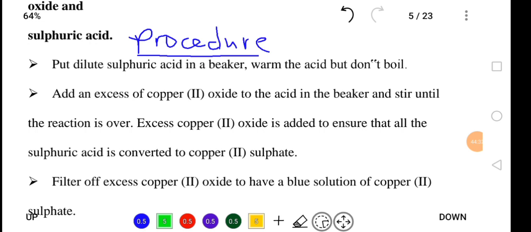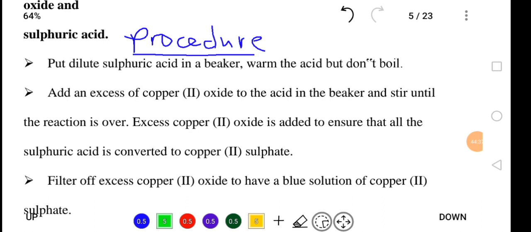The first step, you are going to put dilute sulfuric acid in the beaker. You warm the acid, but remember not to boil. I told you that this is very important since we are using another reagent known as copper 2 oxide, which is an insoluble salt. In that structure, the particles are not free to move, and the reaction will only take place when the particles are able to collide effectively.